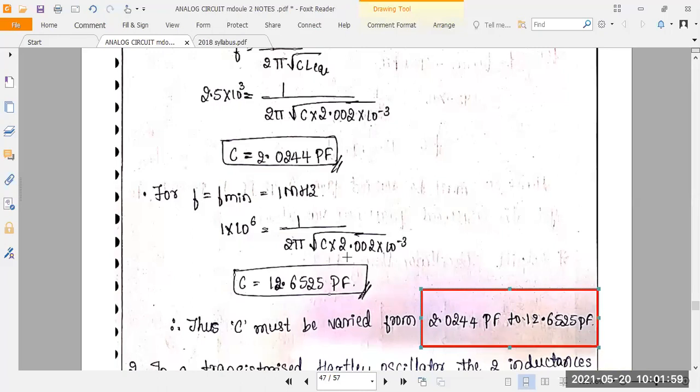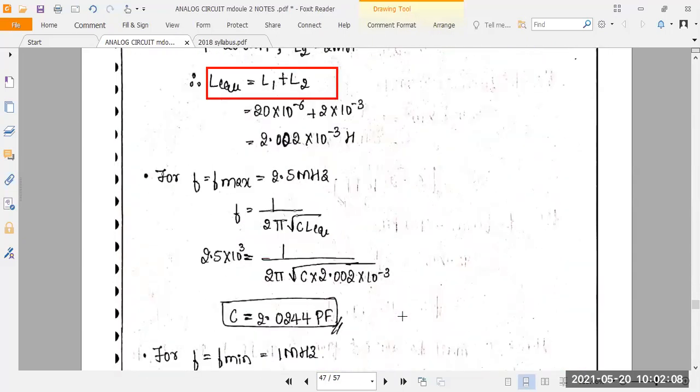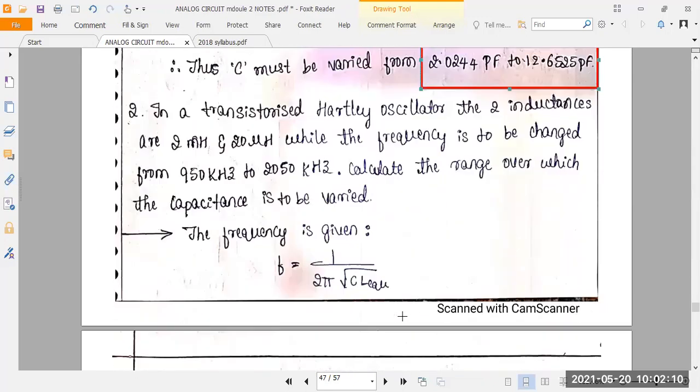That is the variable C value for the frequency range of 1 megahertz to 2.5 megahertz. Understood? So this is about the Hartley oscillator. Next, take one more. In a transistor Hartley oscillator, the two inductances are 2 millihenry and 20 microhenry, while the frequency is to be changed from 950 kilohertz to 2050 kilohertz. Calculate the range over which the capacitance is to be varied.